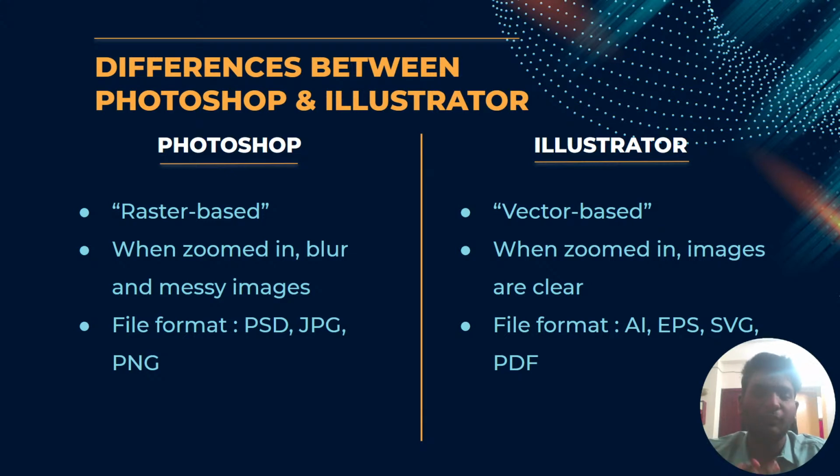The file format, as you know: Photoshop has PSD, their own file format, and JPG and PNG. Illustrator also has JPG and PNG, but the most popular file format, I would say, is AI. That's their file format, and also EPS and SVG, scalable vector graphics, which is used in websites for displaying vector images, and PDF. In a PDF, if you zoom in, the image doesn't get rasterized or pixelated. So this is the basic difference between Photoshop and Illustrator.